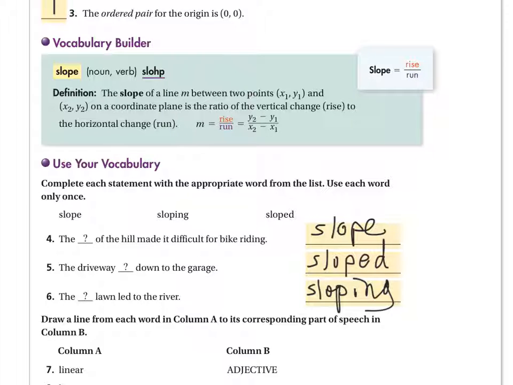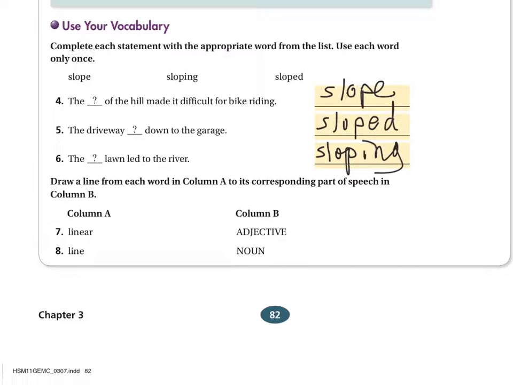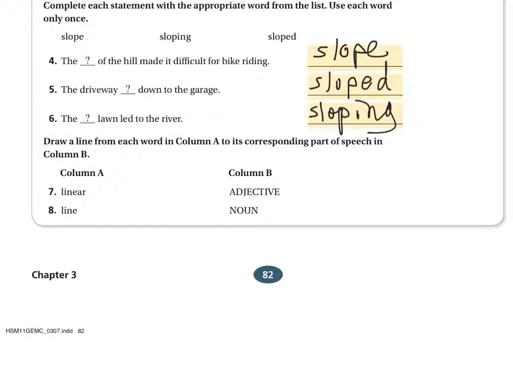Draw a line from each word in column A to the corresponding part of speech in column B. So we've got linear is an adjective and a line is a noun.